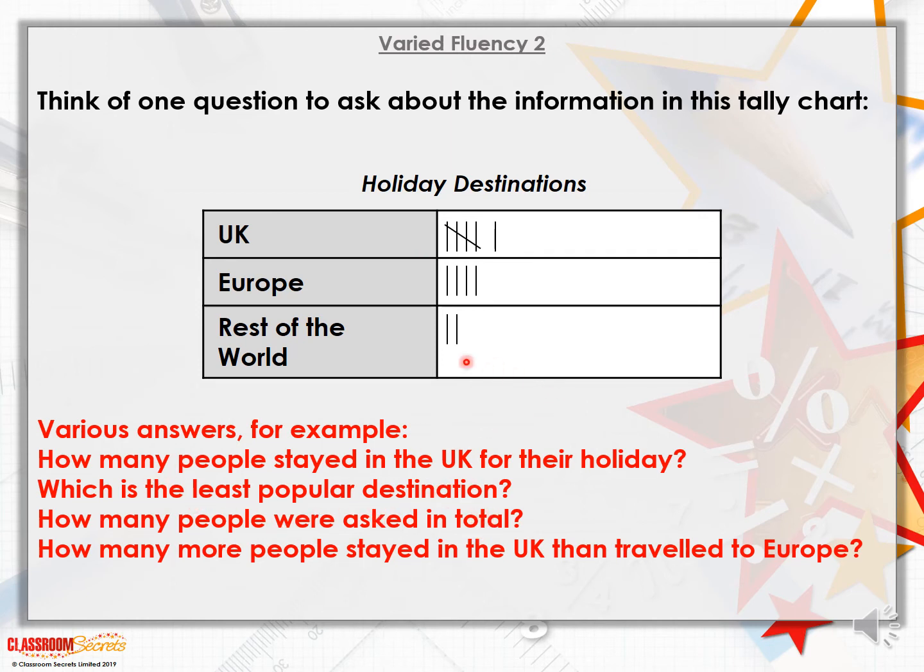So this would involve actually adding up each of these columns. So what is 6 add 4? Well, that's 10. Add 2, well, that'd be 12. So 12 people were asked here.